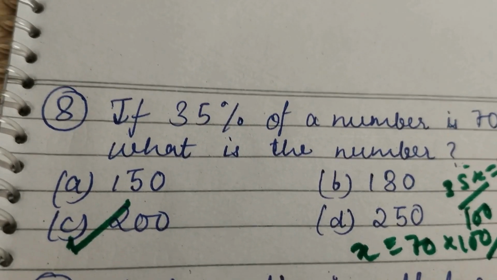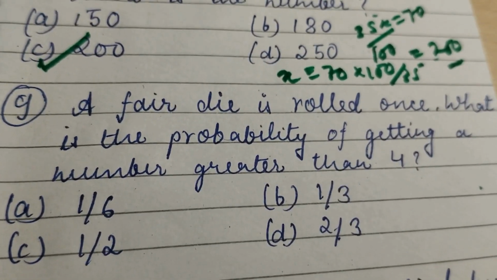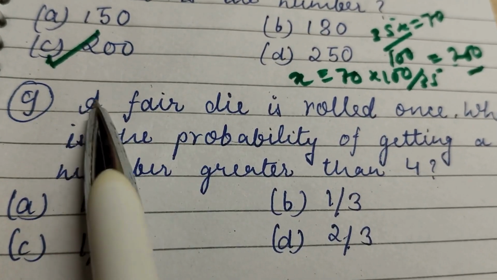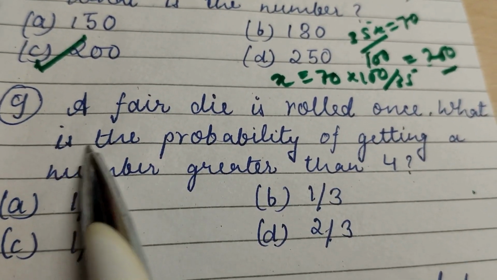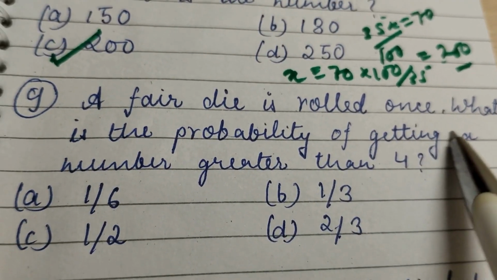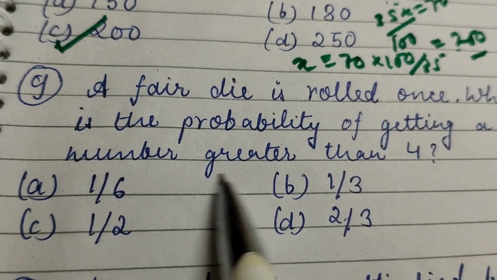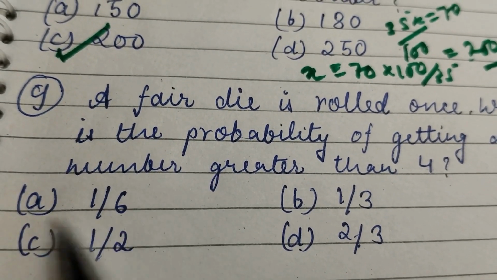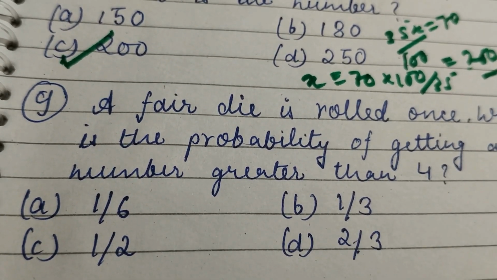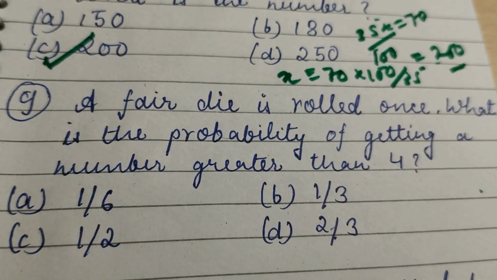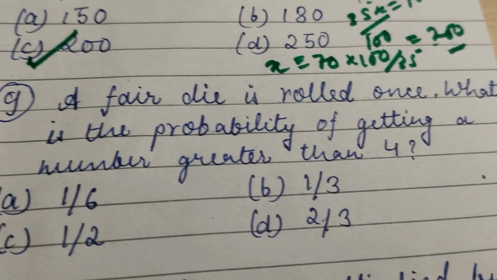So now let's move on to the next problem. It's a probability question. A fair die is rolled once. What is the probability of getting a number greater than 4? A 1 by 6, B 1 by 3, C 1 by 2, or D 2 by 3? So please think and answer. What do you think?